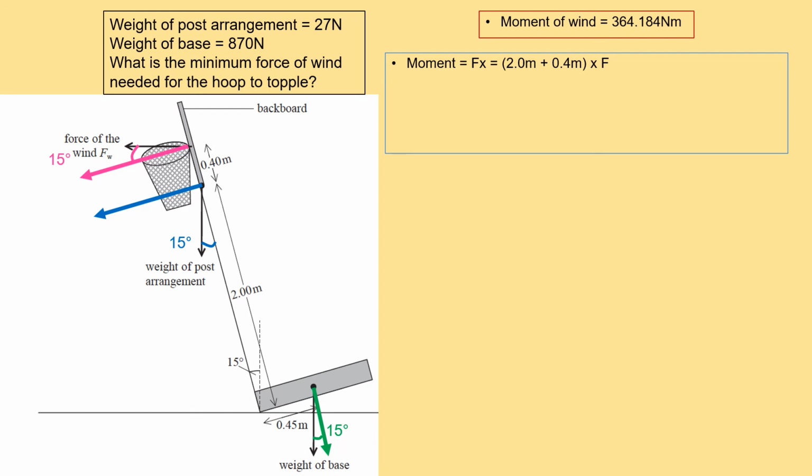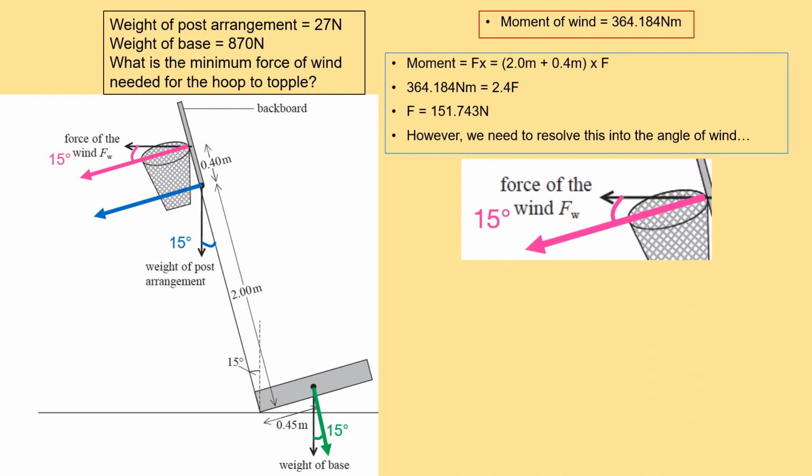So our moment is 2 plus 0.4 meters times the force. So that gives 2.4 times the force. And so this gives us a force of 151.743 newtons in order to make these balanced. Okay? But we need to resolve this to the angle of the wind. Again, we're working in perpendicular at the moment. The wind is not working perpendicularly. So there we go, force of the wind.